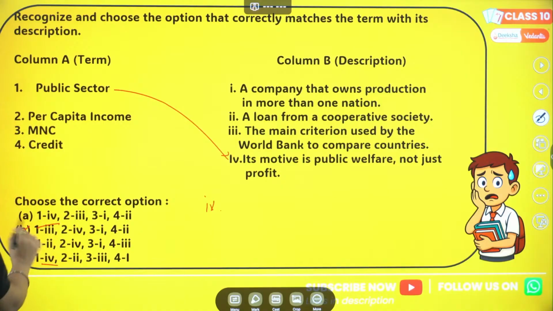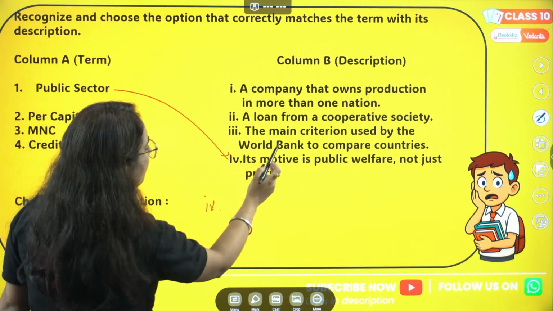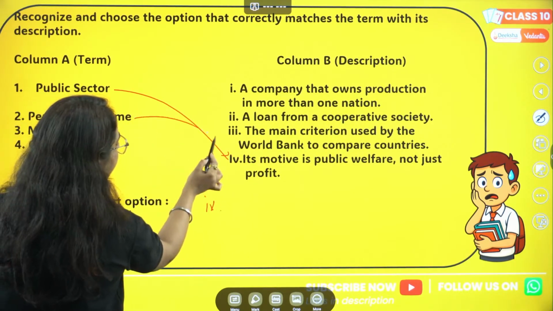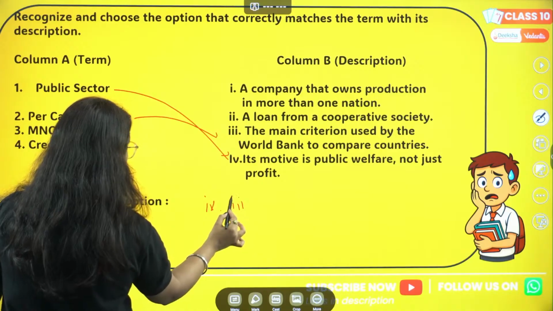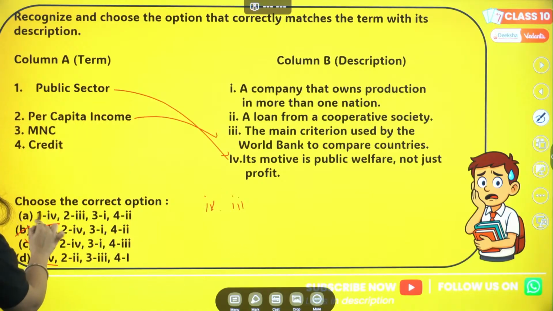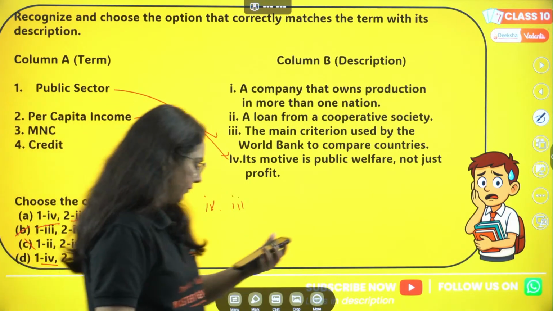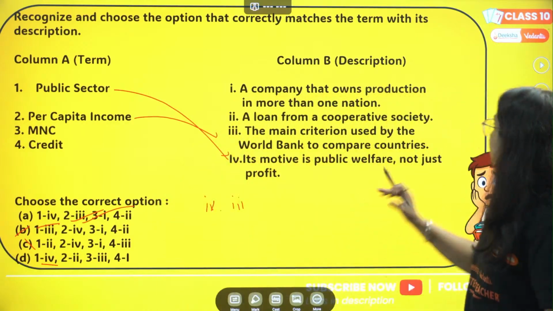Eliminate this one. Per capita income. What is per capita income? A criteria. So here we have 3. Where is 3? A is the correct option. Here is 3. Very good. So next one.